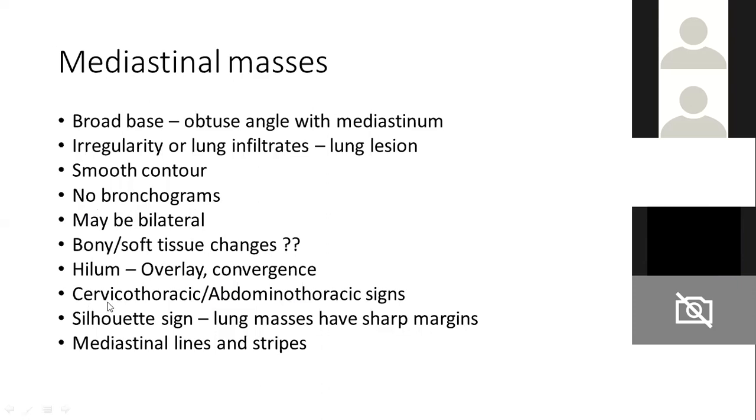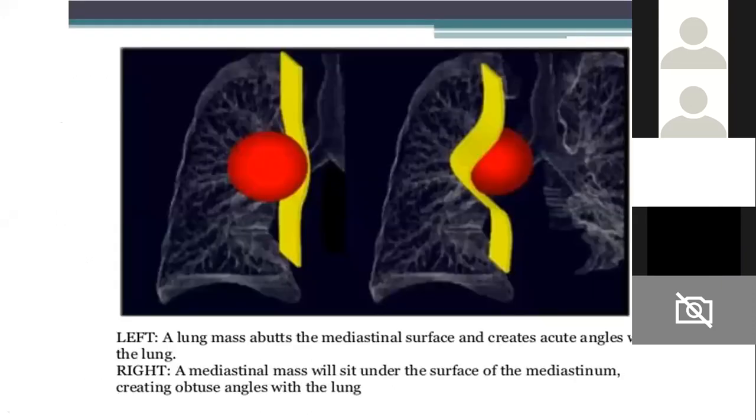Hilum overlay and convergence signs can help to some extent. Hilum overlay we already discussed. Again, I'll be repeating it again. Cervicothoracic and abdominothoracic signs, right? Silhouette sign, I personally feel this will help us a lot, especially in locating the mediastinum. Mediastinal lines and stripes, we'll discuss it again.